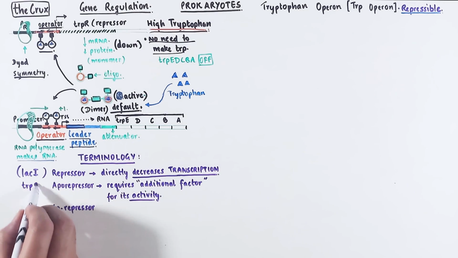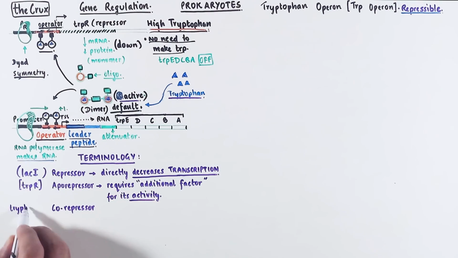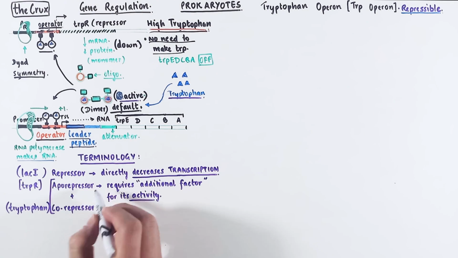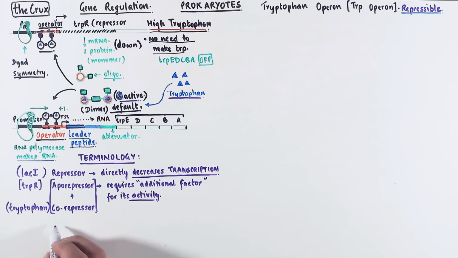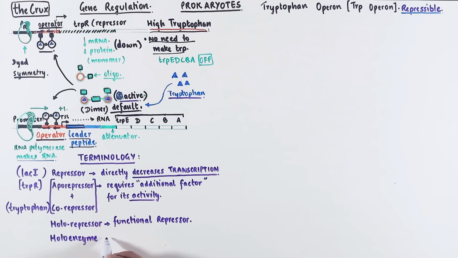Now the example of this aporepressor is the trp repressor, which is inactive by default. And it needs tryptophan to make itself active. So tryptophan is the corepressor. The combination of aporepressor and corepressor is called the holorepressor, which is the functional repressor. This concept is analogous to the holoenzyme concept. For instance, in bacteria, the RNA polymerase and sigma factors together form the functional holoenzyme. So aporepressor and corepressor by themselves are not functional, but when they come together, they make a functional product.